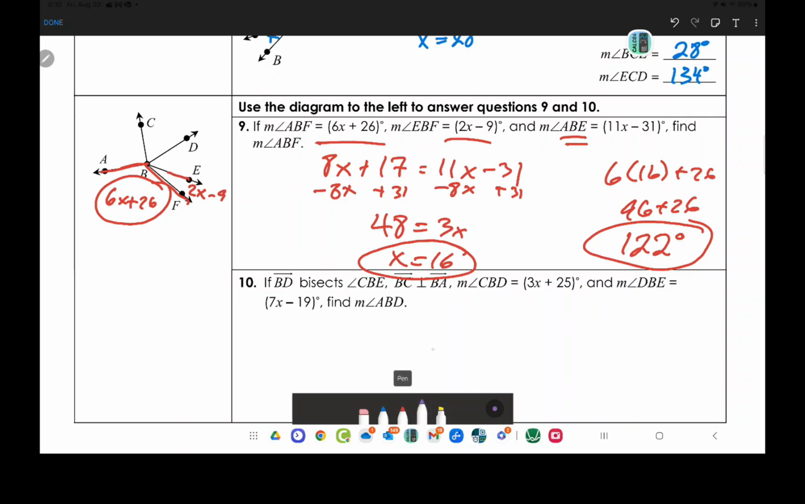Last one. We know that BD bisects PBE, and BC is perpendicular to BA. Bisects means congruent. CBD is 3x plus 25. PBE is 7x minus 19.